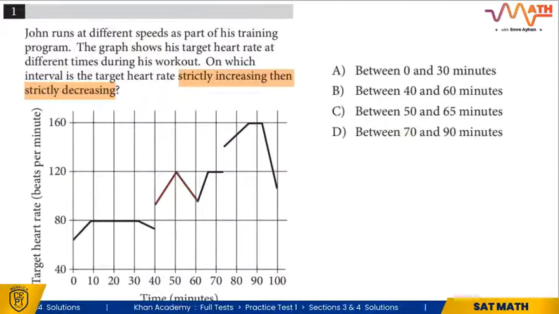Let's check the others also. Between 50 to 65 minutes, it first decreases, then increases, so it is not. From 70 to 90, it starts constant, increases a bit, and then is constant again. So it is not. Only B is possible. Best answer, let's say.